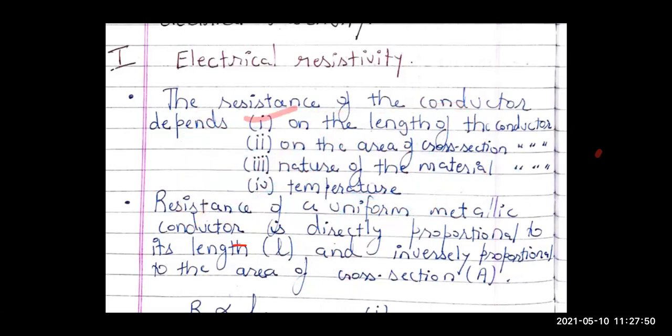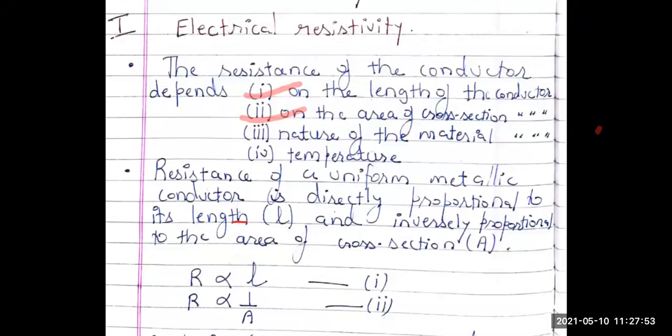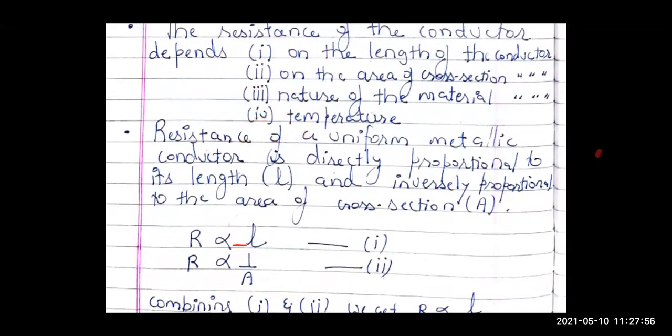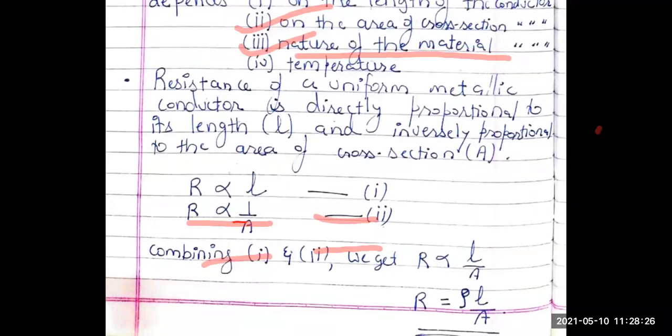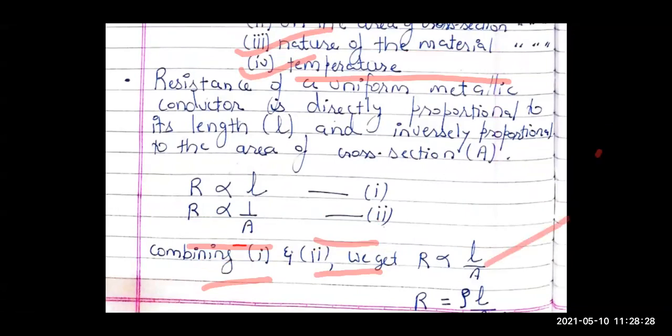Now children, from the first point, we know R is directly proportional to L. So I can write R proportional to L. This is equation number 1. From the second point, we know the resistance and area of the wire are inversely proportional. So R is proportional to 1 by A, right? This is equation number 2. If I combine these two equations, can I write R is proportional to L by A? Can I write this equation? R is proportional to L by A, right?